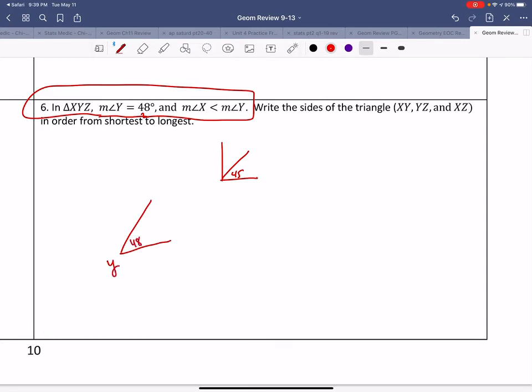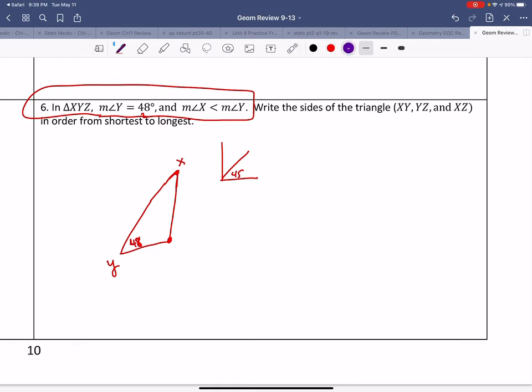Now it says in triangle XYZ, angle y is 48. And they also say angle x is less than. So I'm just going to make this really pronounced. Make one big and one little, right? So see how I made one obtuse and one smaller. Okay, so x is less than y. So I'm going to pick this one for x. And this definitely looks less than the 48. Okay?